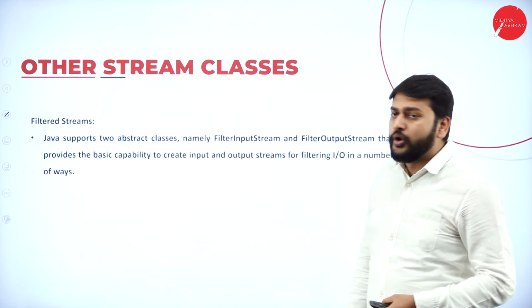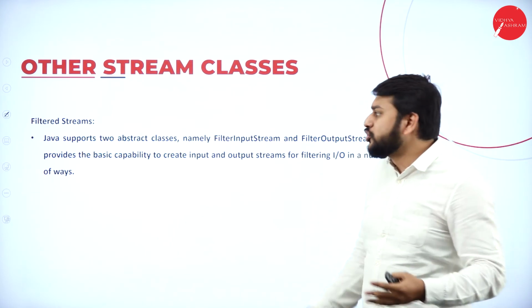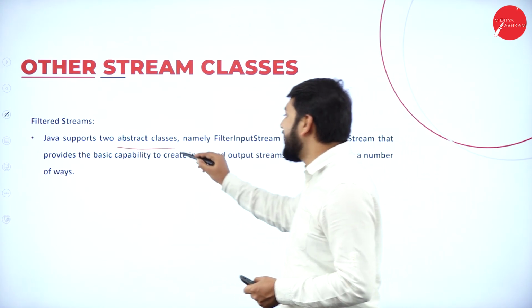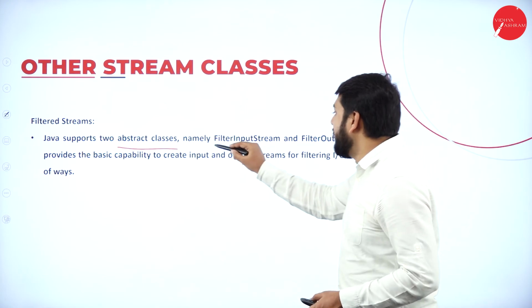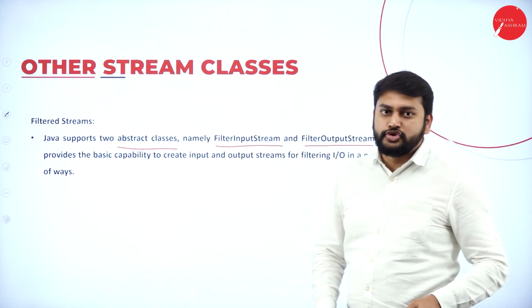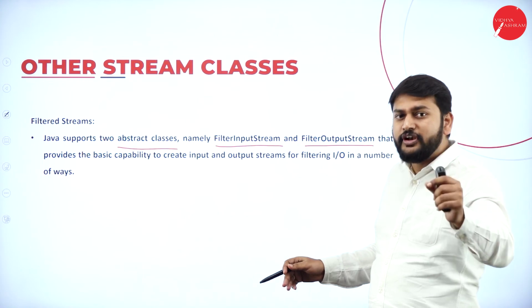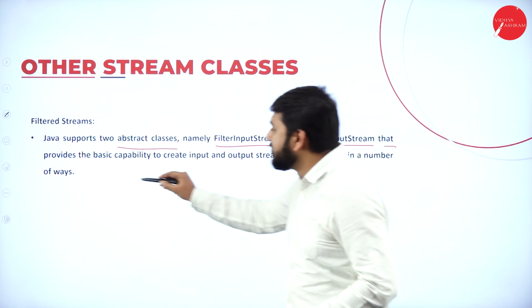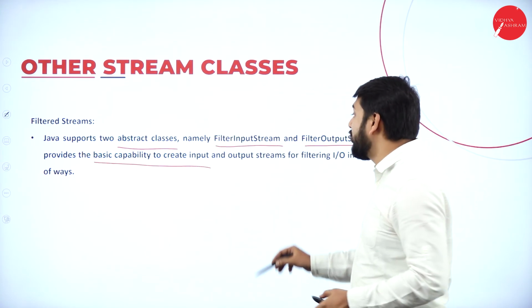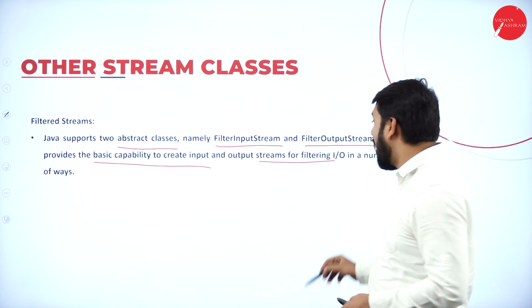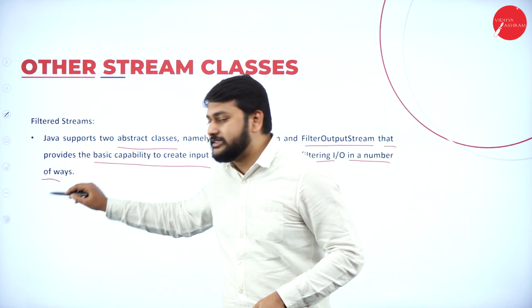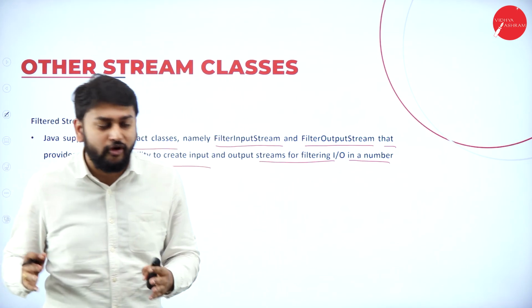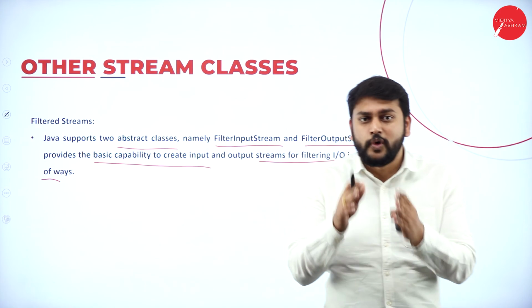Moving forward, I have the filtered stream. Why do I have this filtered stream? Please listen to me carefully. Java supports two abstract classes, namely FilterInputStream and FilterOutputStream. These provide a basic capability to create input and output streams for filtering input and output in any number of ways. These filter classes will help me to create any number of input and output streams. That's what you need to remember.